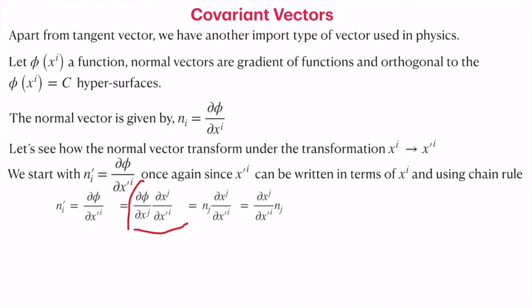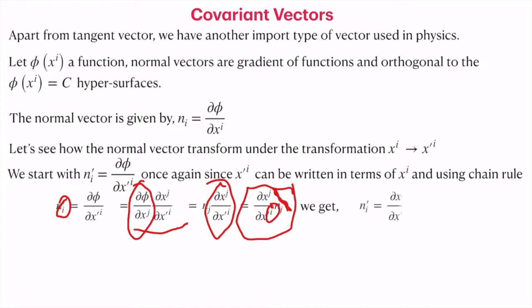Further, we can write this in terms of the normal vector in the x coordinate system, given by n j, and then the transformation looks quite different from that of the contravariant vector. We rewrite them in the proper order, and then we have n prime i equal to dx j by dx prime i into n j. So the summation is over j, and i is a free index. This is the way a normal vector to a function, or the gradient of a function, transforms under the coordinate system, and vectors which transform like this are called covariant.